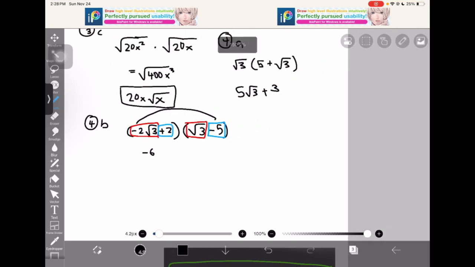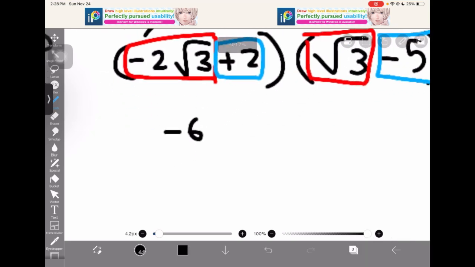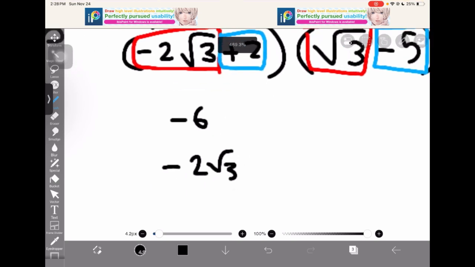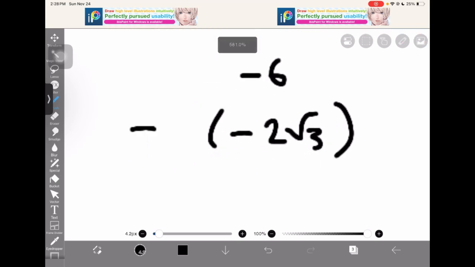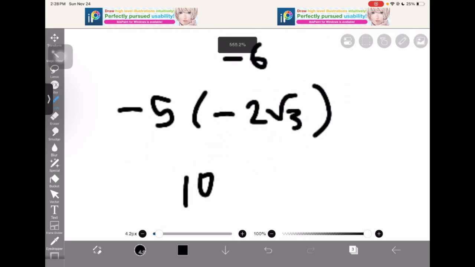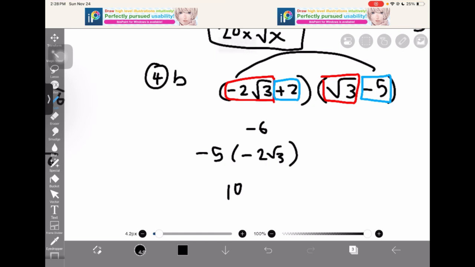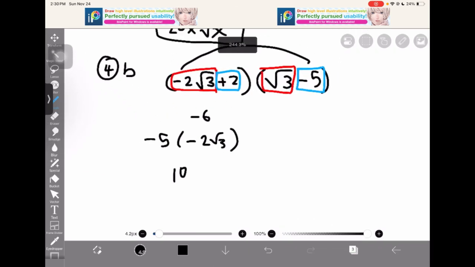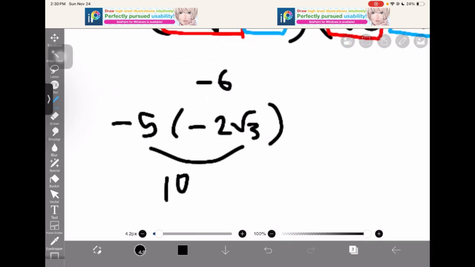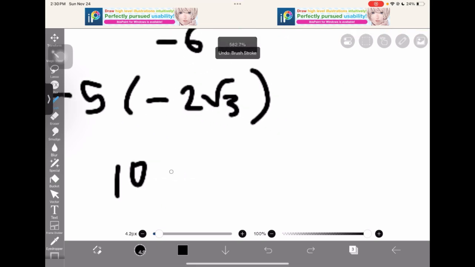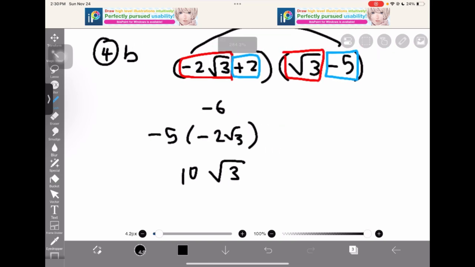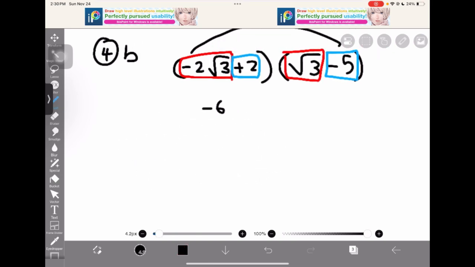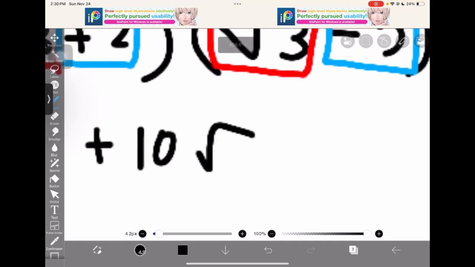So we have to do negative 2 square root of 3 multiplied by negative 5. So that's going to be 10. Ooh. Sorry guys, I got a little bit stumped there, because if we actually multiply this, it ends up being a negative number. So we actually just keep it intact. So we add this term to our list. So it's going to be plus 10 square root of 3.